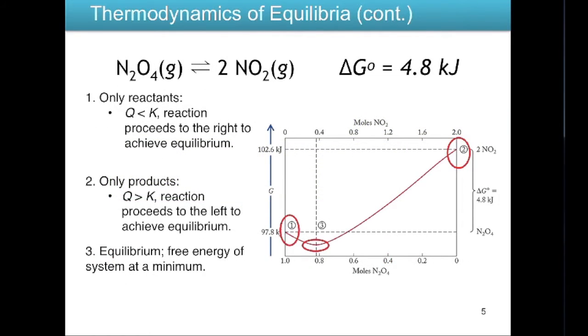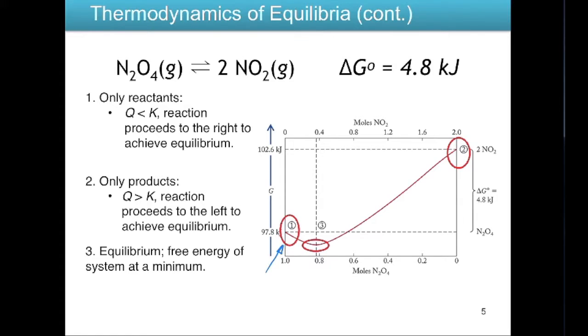So if we look at this particular reaction, N2O4 in equilibrium with 2NO2, it has a standard state delta G of 4.8 kilojoules. So that means at standard state conditions, this reaction does not proceed in the forward direction. It would proceed spontaneously in the reverse direction. Now, if we compare this to our discussion previously on Q and K, remember when Q is less than K, the reaction proceeds to the right. That's when we only have reactants. So that's when we are right there on this curve, the first circle, condition 1.